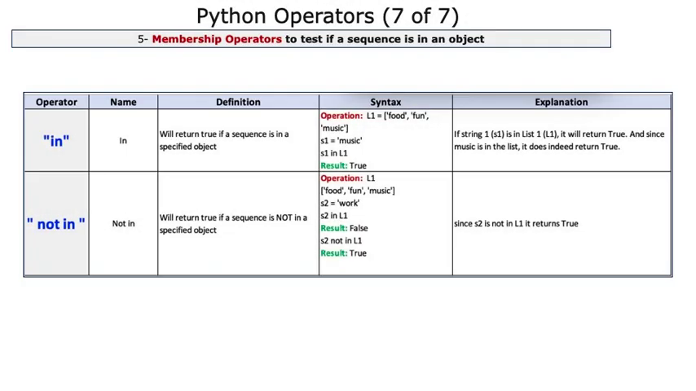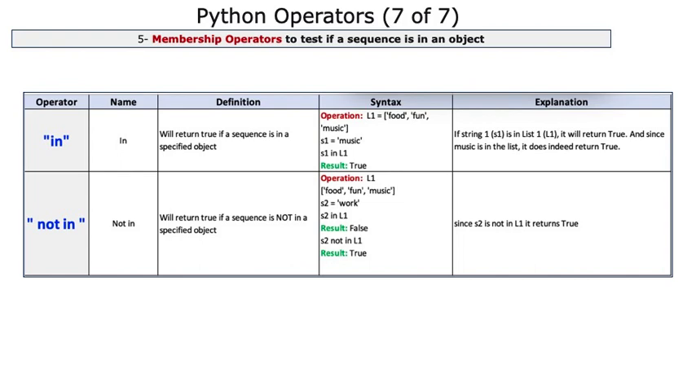Two more that you may find yourself using often. Membership operators, to test if a sequence is in an object. So we have in and not in. In will return true if a sequence is in a specified object. So let's look at this. And we haven't learned about lists, but that's what we have here. L1 in our syntax example is a list. We have food, fun, and music. S1 equals music. String 1 equals music. So is string 1 in L1? Yes, it is.